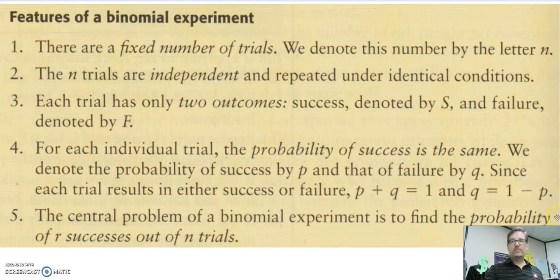For each individual trial, the probability of success will always be the same. In that last problem, it was 1 out of 36. We're going to represent the probability of a success as a P and the probability of a failure as a Q. So the probability of success plus the probability of failure has to equal 1, because I'm either going to succeed or I'm going to fail. To find Q, I'm going to do 1 minus P. And then R is the number of successes out of N trials. In this last one, we had 100 trials and 3 successes.